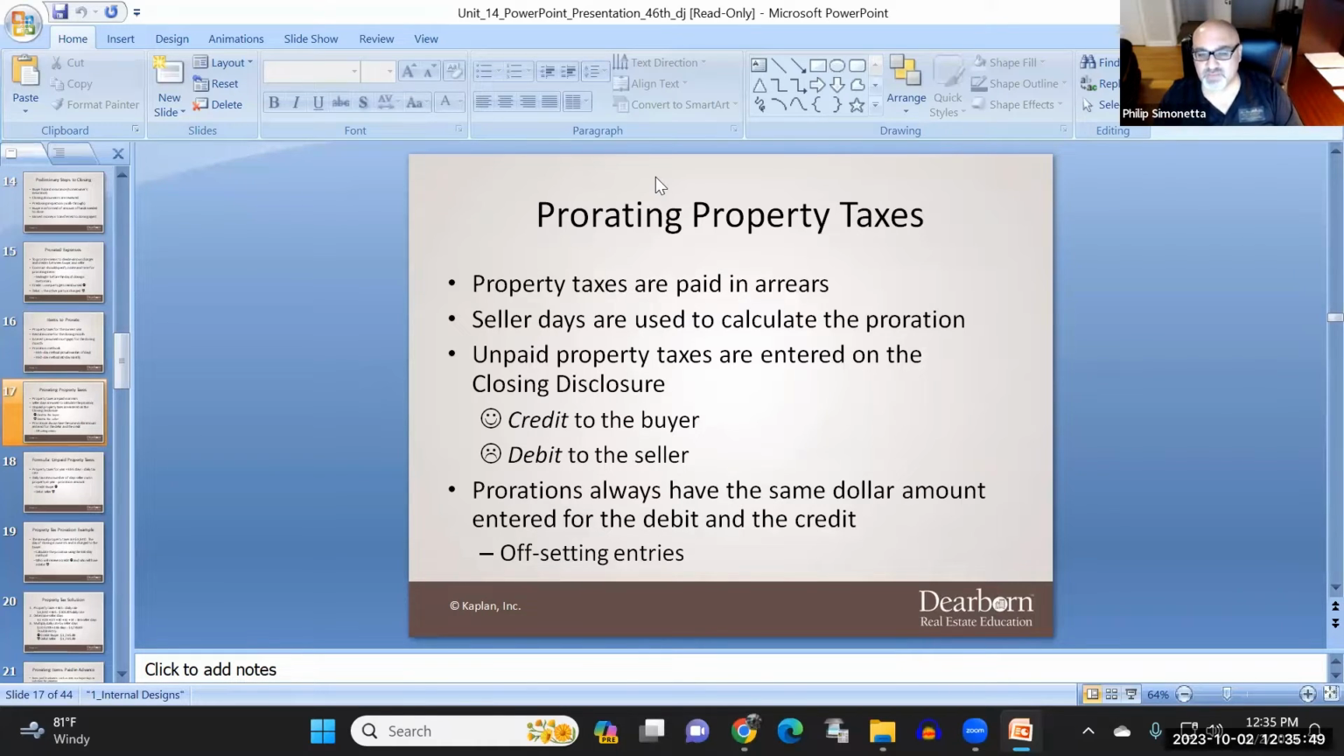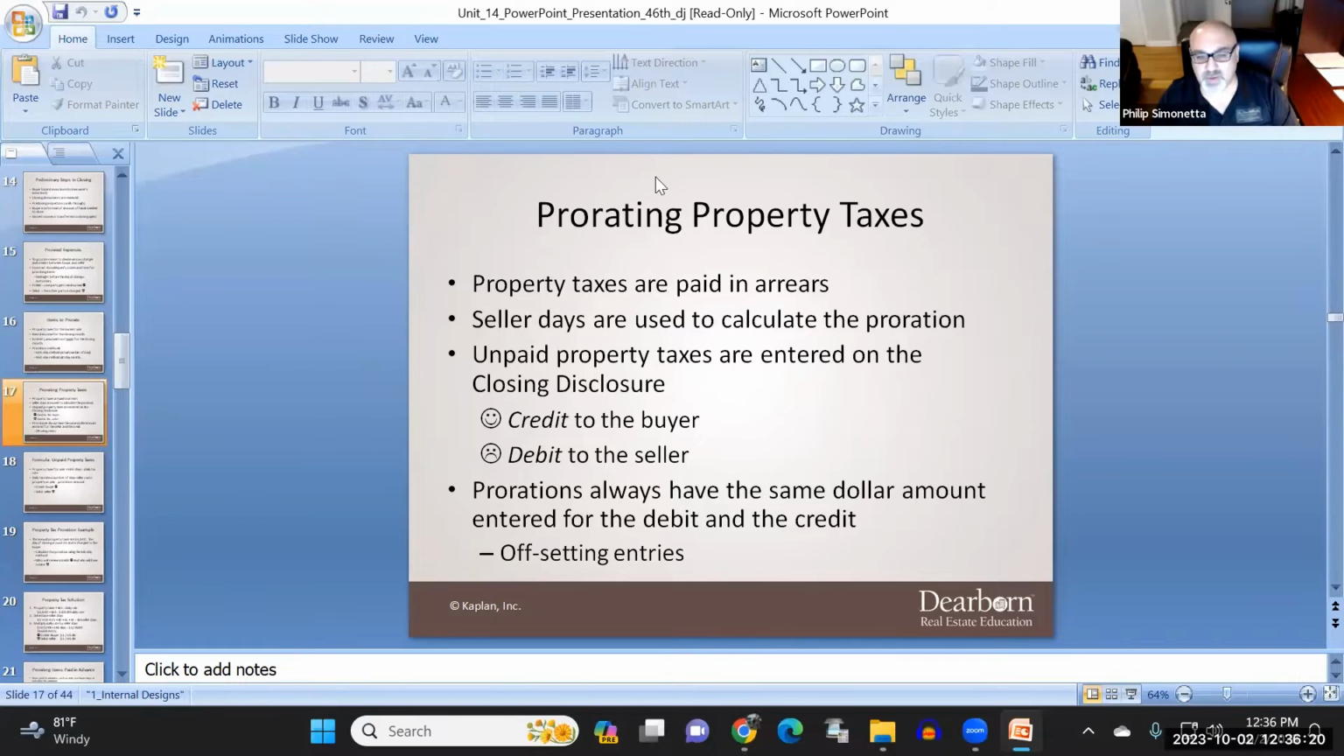So seller days are used to calculate the proration. That means the seller lived there all year. Now they're closing in October. They've got to give the buyer all the taxes from the whole year because the buyer is going to take over now. They'll have to pay from now to the end of the year, but next year they're going to have to pay all year's taxes. And because the seller lived there all the year, they've got to give them money, right? That makes sense? Yes, it makes sense. Okay.